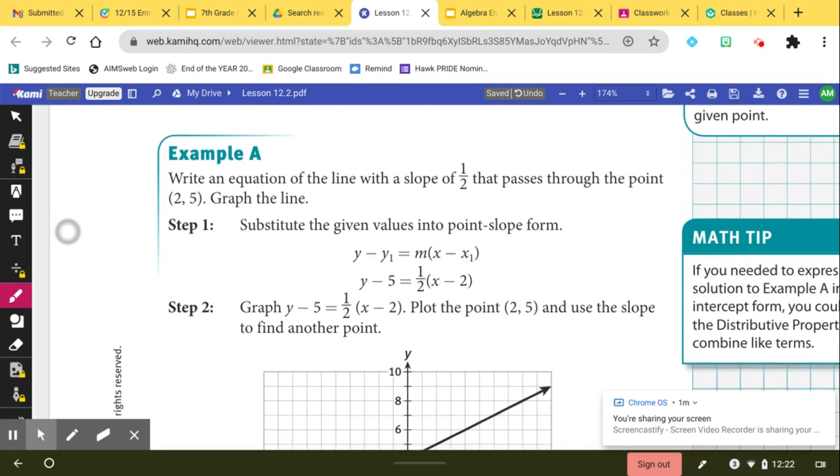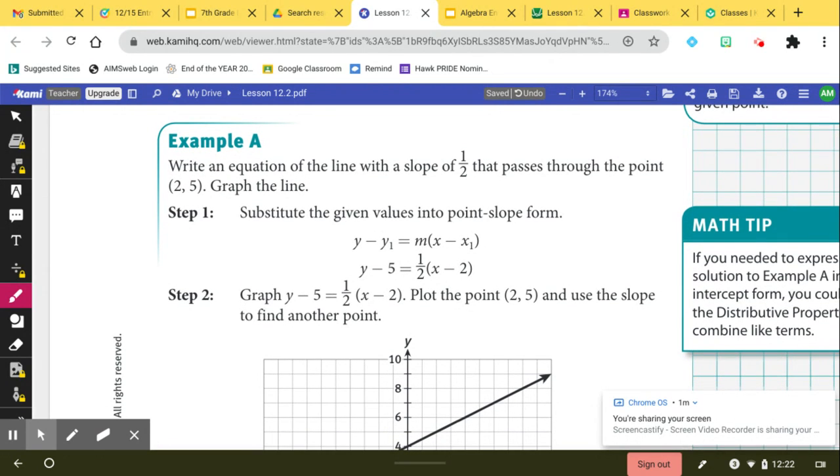So we're looking over example A. It says write an equation of a line with the slope of 1/2 that passes through the point 2,5. Then graph the line. So y minus y1, well, the y of this point is 5, so y minus 5 equaling m, which is 1/2, so 1/2 times x minus x1. Well, x1 is 2, so yeah, 2.